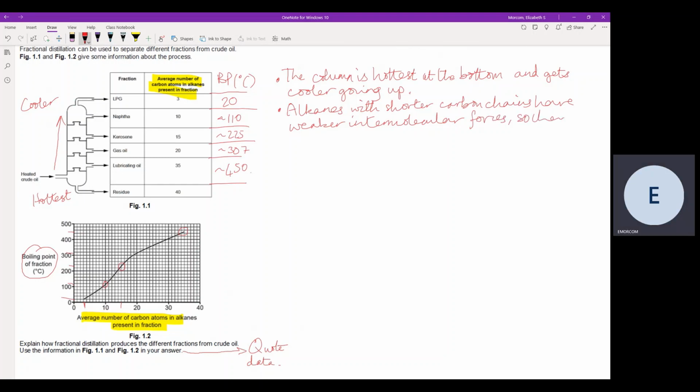So they need less energy to break the intermolecular forces, which I'm going to abbreviate to IMFs. So they need less energy to break the intermolecular forces, leading to lower boiling points.